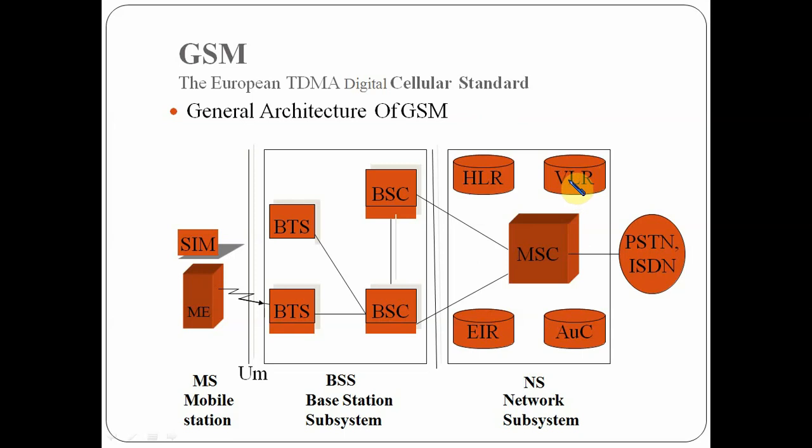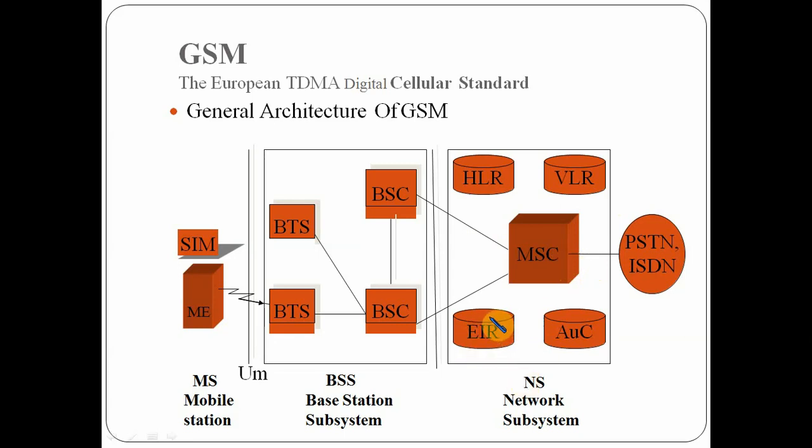This is related to the next one, the VLR, the visitor location register. That also comes under the network subsystem. This contains selected information from the HLR. The selected information taken from the HLR is stored in the VLR, and that enables the selected services for the individual subscriber. The VLR can be implemented as a separate entity, but it is commonly realized as an integral part of the MSC, rather than a separate entity.